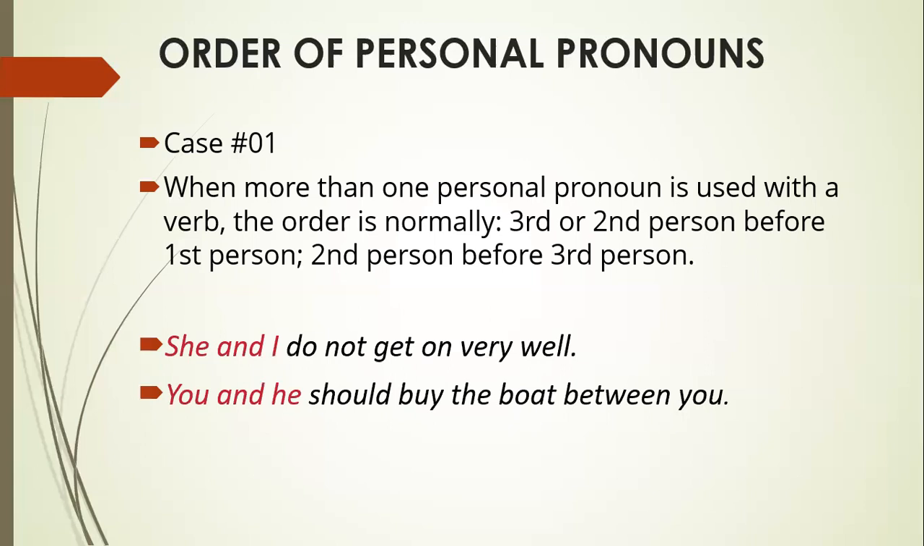The first sentence was: she and I don't get on very well. Here you can see in the first example we have two persons, third person and first person, so third person first and then first person. In example number 2, we again have two pronouns, second person and third person. So on a priority basis, remember, second person first and then third person.